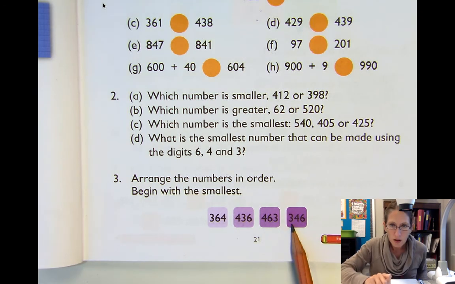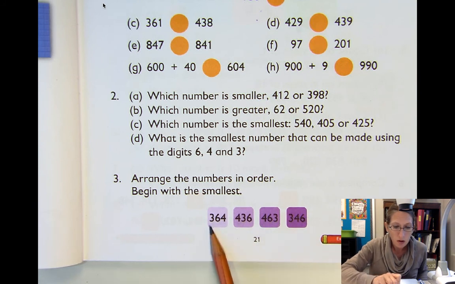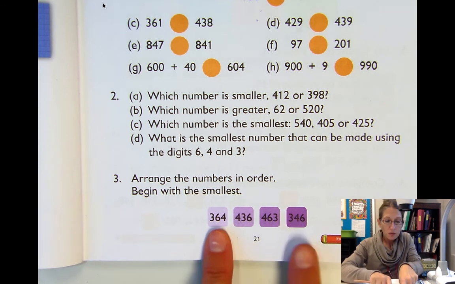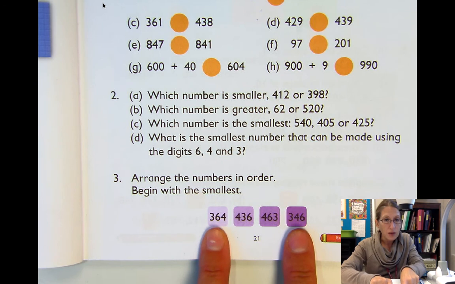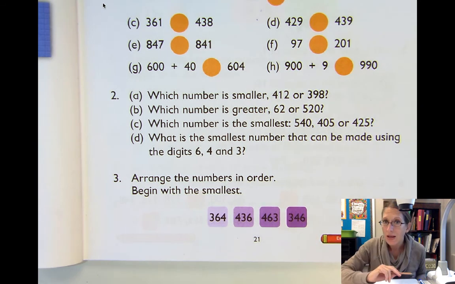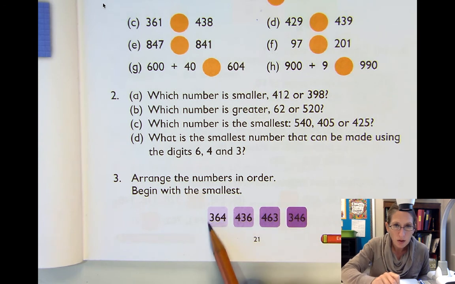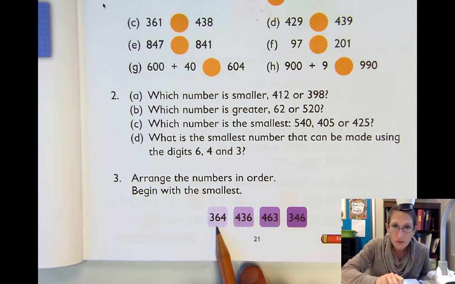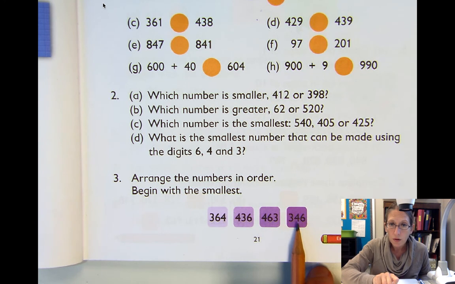So here we have 3, 4, 4, and 3. If we're trying to find the smallest number, it's going to either be this one or this one, because they have a 3 in the hundreds place. So it's either going to be 364 or 346. And to see which one is smaller, we've already looked in the hundreds place. Now we have to look in the tens place, because they both have 300 and 300. This one has a 4 in the tens place, and this one has a 6 in the tens place. So which is smaller, 4 or 6?